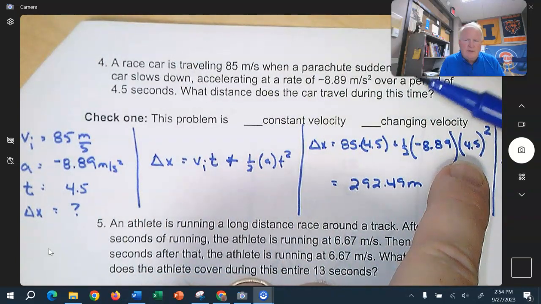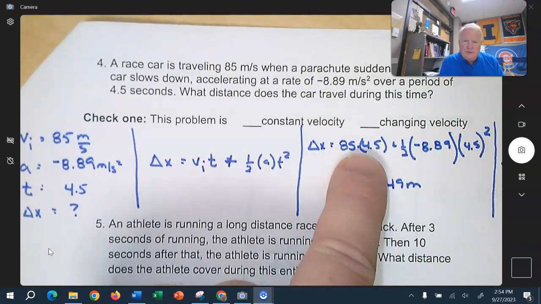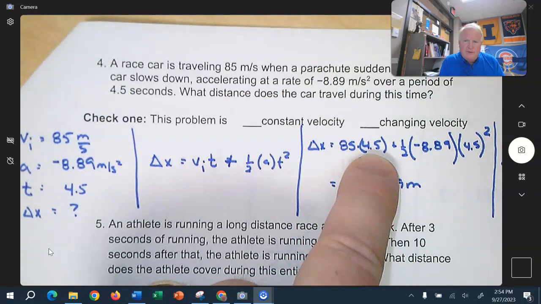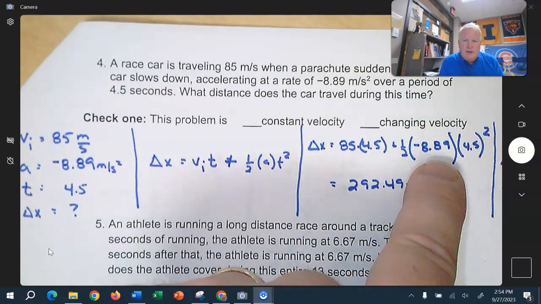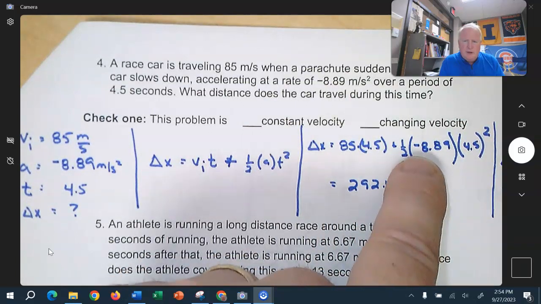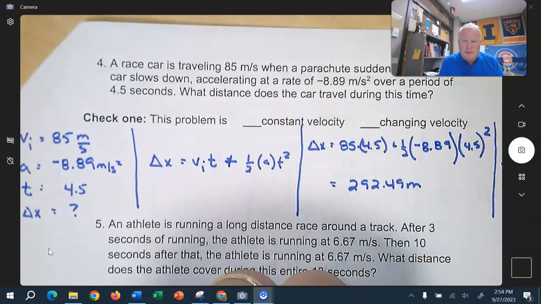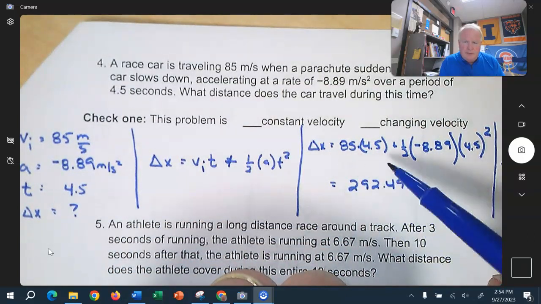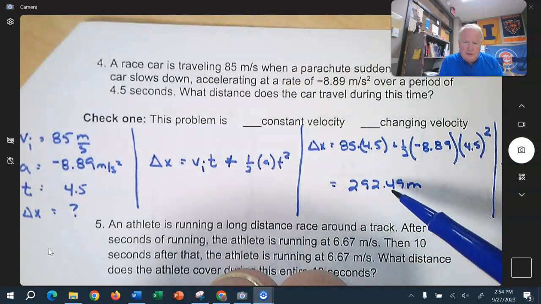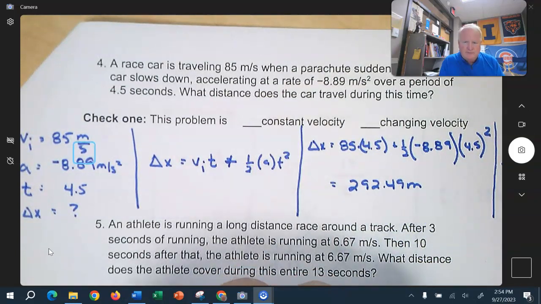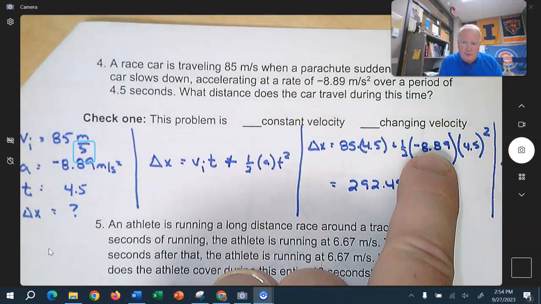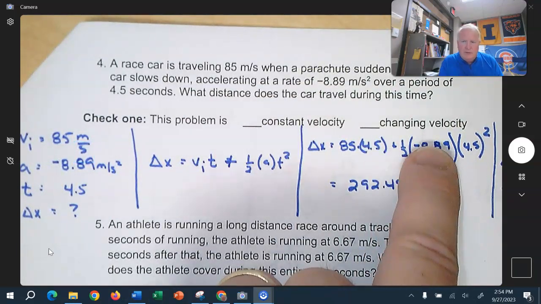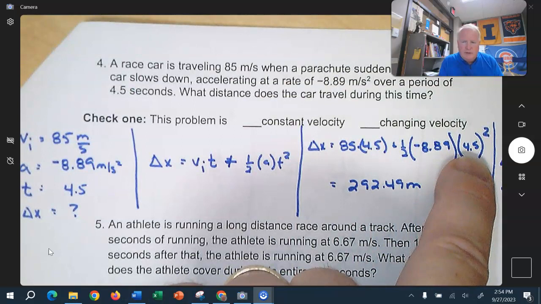All right. Now, some of you guys might have trouble with this, just putting it in our calculator because this is a positive number, 85 times 4.5. This is a positive number. Plus 1/2 negative 8.9 times 4.5 squared. This term right here is a negative number. And so if you took a little time, you could just write down this number minus this number and hopefully get 292.49. Okay, but sometimes if you make a mistake, you certainly don't want any of this squared. The only thing squared is the 4.5.